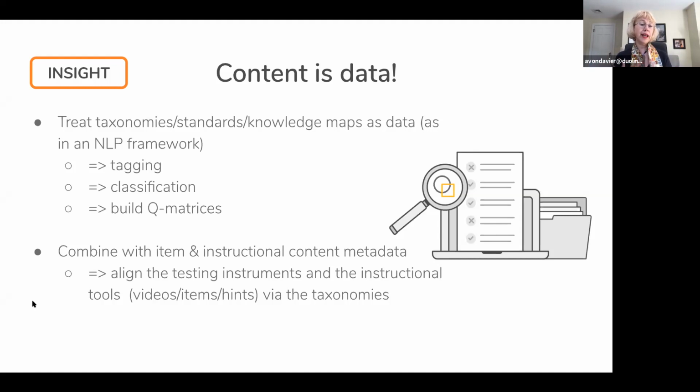it will help with tagging, it will help with classification, it will help us build the Q matrices for diagnostics. Once we start thinking in this way about our content, a lot of doors open with respect to what we can do. So it allows us to combine the item and instructional content metadata and align it with the testing instrument and the instructional tools through the taxonomies. Next, please.